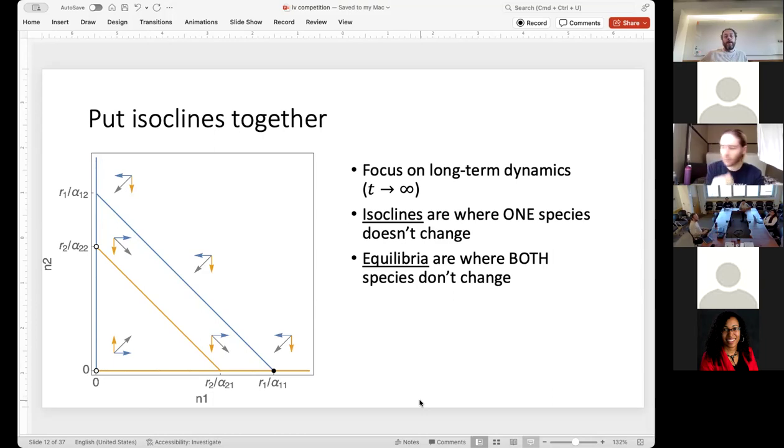Okay. And so then, based on this picture, we can kind of imagine how the state of the system changes. If we started out down here with both species at low density, they're both going to grow up. Species 2 is going to peak and start coming down while 1 keeps growing. And we're going to get sucked into this equilibrium point where it's just species 1.